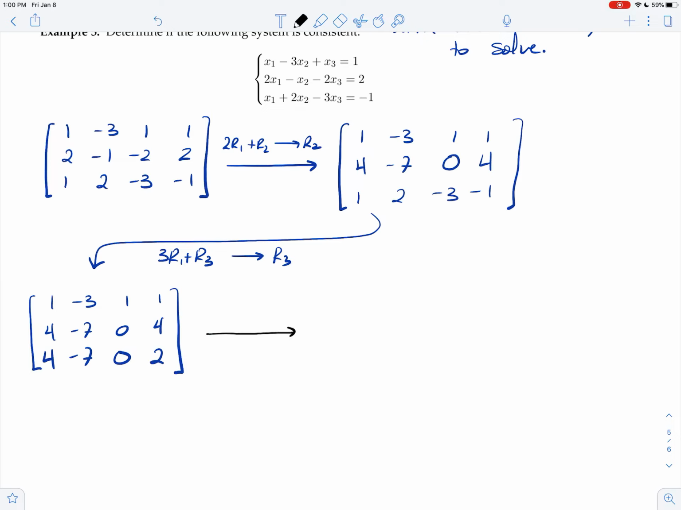Let's actually go ahead and switch these two rows. I'm going to switch the rows. So I'm going to write that by saying row 2 switch with row 3. So now I'm going to get 1, minus 3, 1, 1.